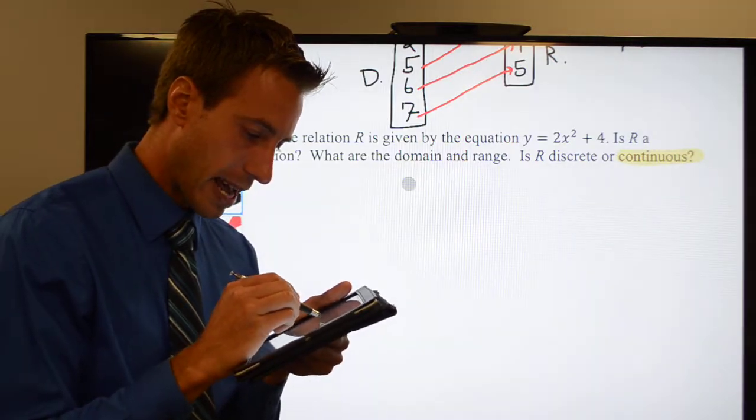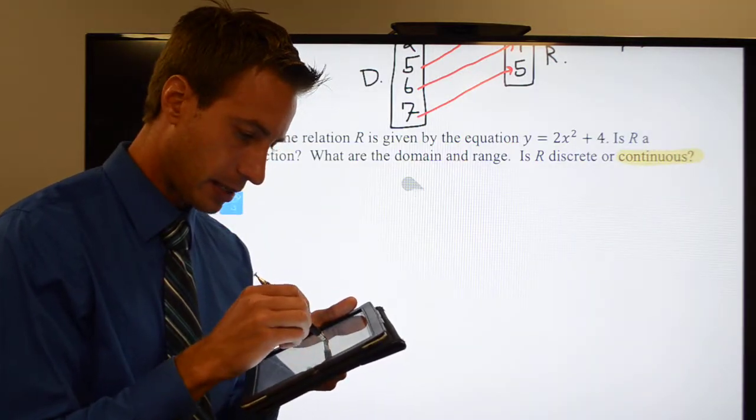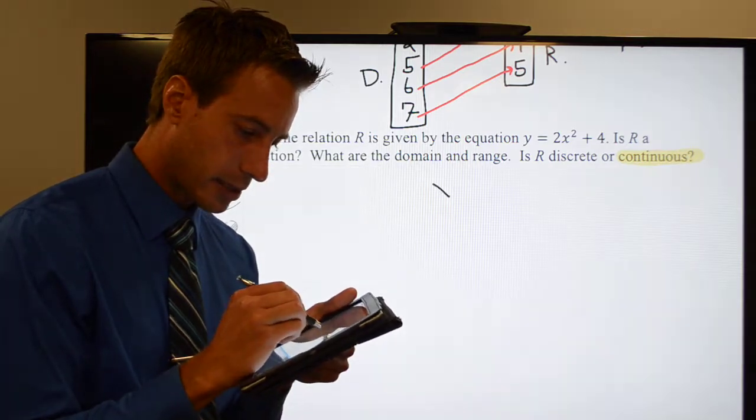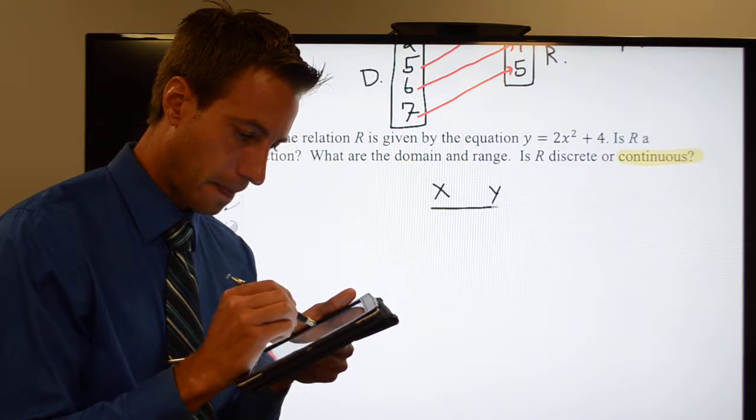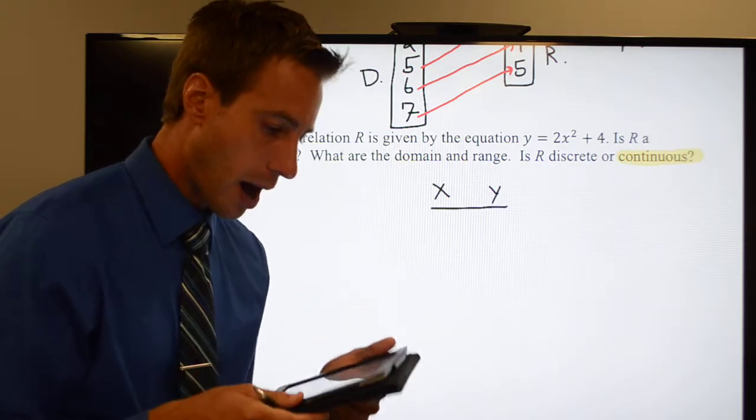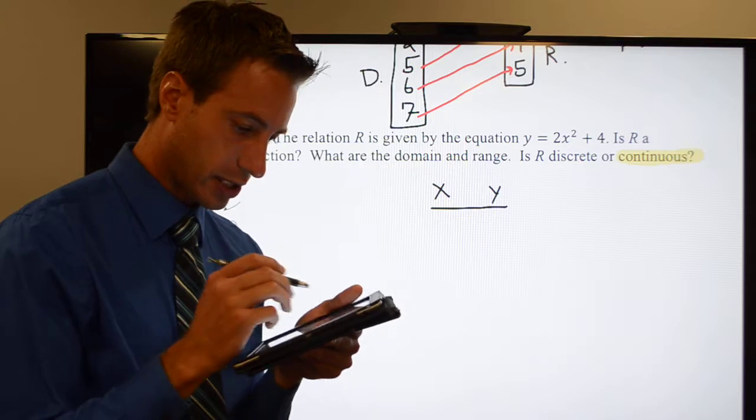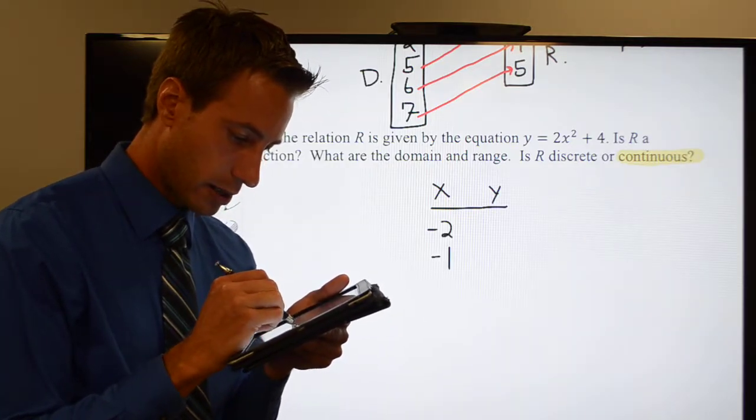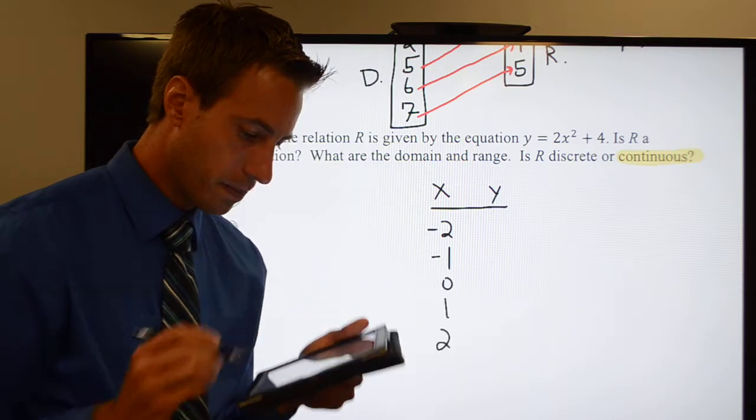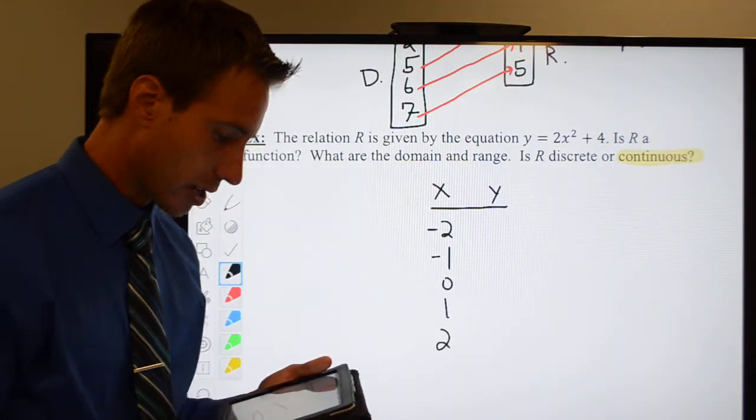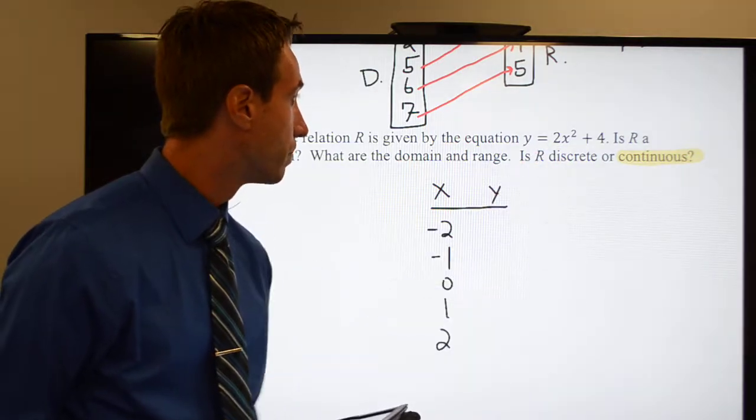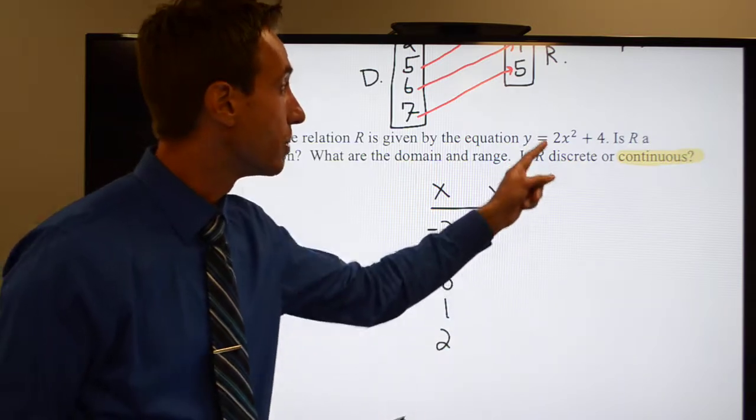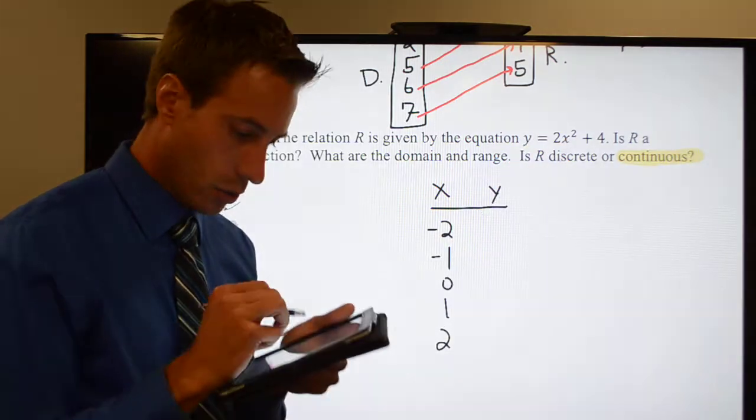So here I go. I'm going to have my x values. Let me choose some x values. So x and y. And here we go. I'm going to pick the trusty ones, right? I'll have -2, -1, 0, 1, and 2. Now, what are my y values going to be? Well, when I plug in a -2, -2 squared would be 4. 4 times 2 would be 8. And 8 plus 4 would be 12.